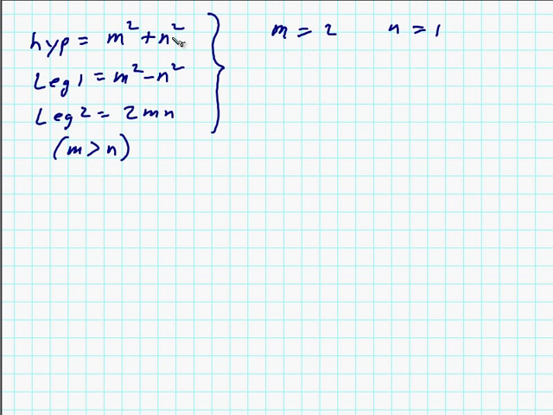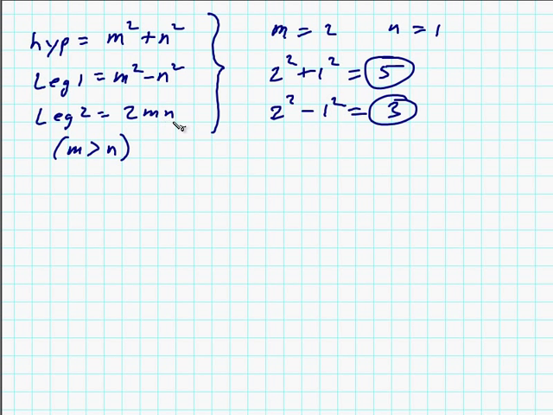So let's see what we get. This first number is 2 squared plus 1 squared. Well, 2 squared plus 1 squared is 4 plus 1, which is 5. How about this leg? This is 2 squared minus 1 squared. 2 squared is 4, minus 1 is 3. And 2mn is 2 times 2 times 1, which is simply 4. There's our 3, 4, 5 triangle.